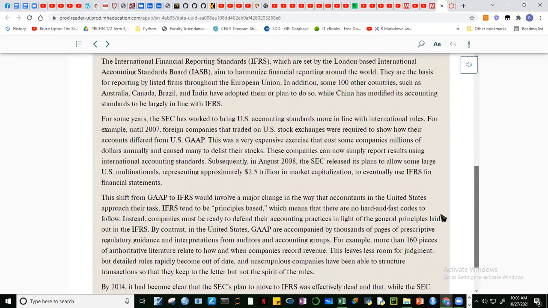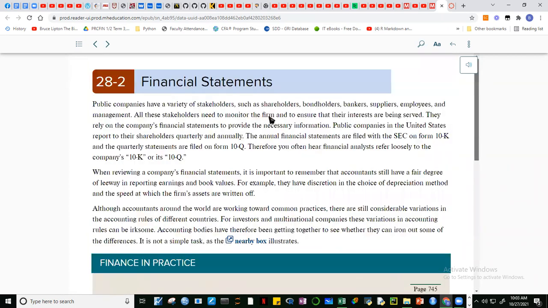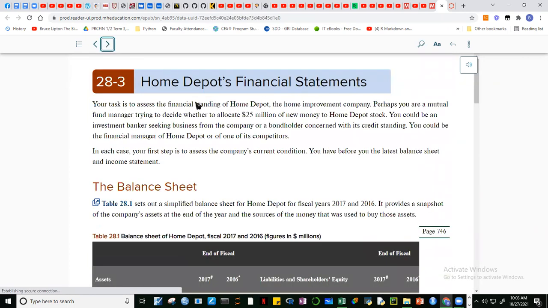So it's only the US as of 2014. Okay, I'm not sure if there are any changes as far as the adoption of IFRS for the United States. Okay, so let me just quickly go through the other parts of your text.